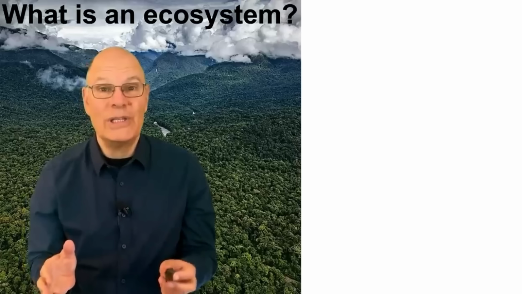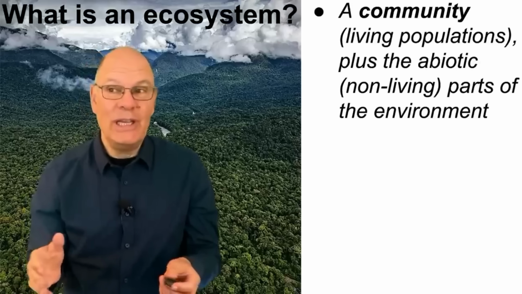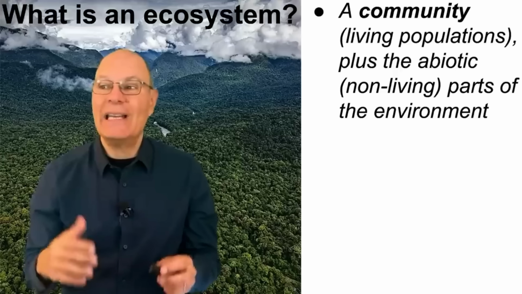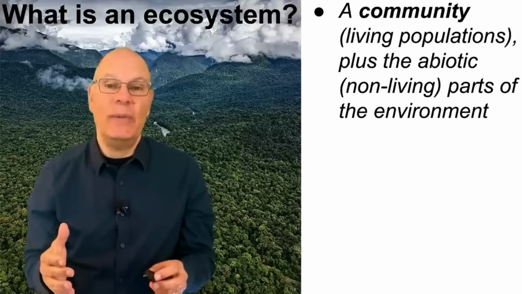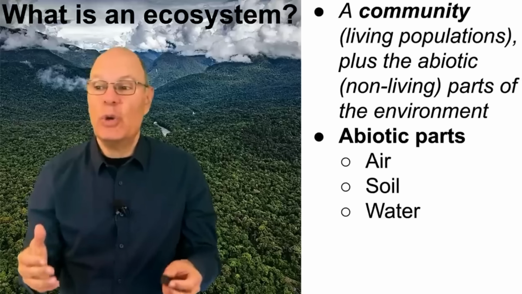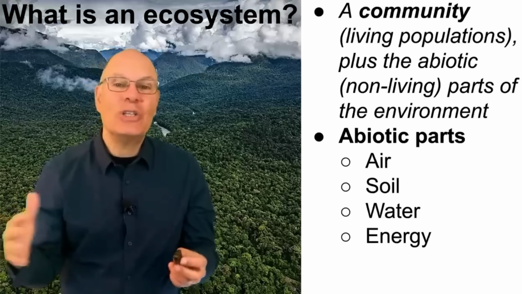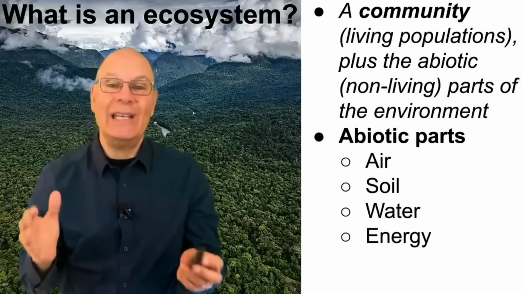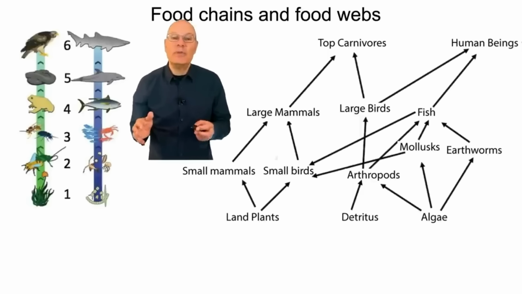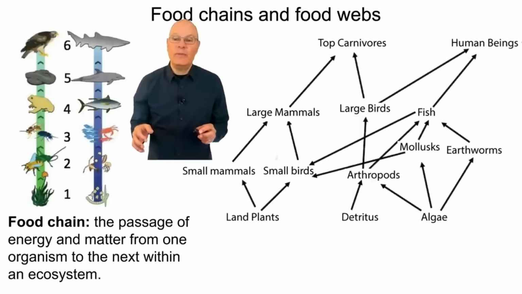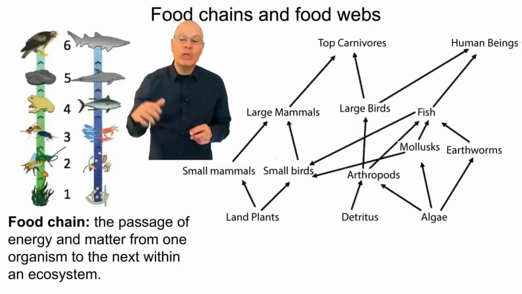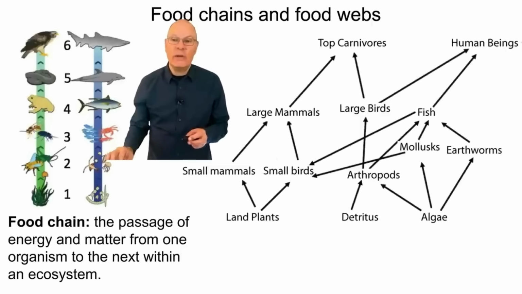Energy flow through ecosystems. What is an ecosystem? It's a community, the living populations in an area, plus the abiotic, non-living parts of the environment. Those abiotic parts include the air, the soil, the water, and the energy that's flowing through that ecosystem. Two essential concepts related to ecosystems are food chains and food webs. A food chain is the passage of energy and matter from one organism to the next within an ecosystem.